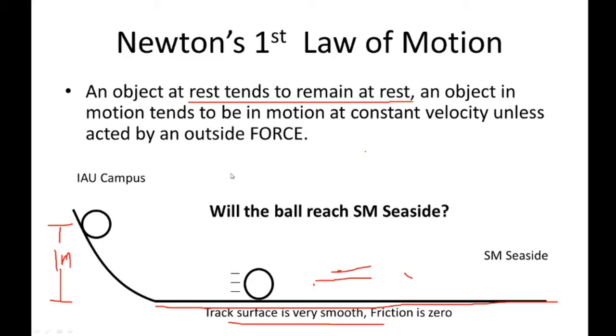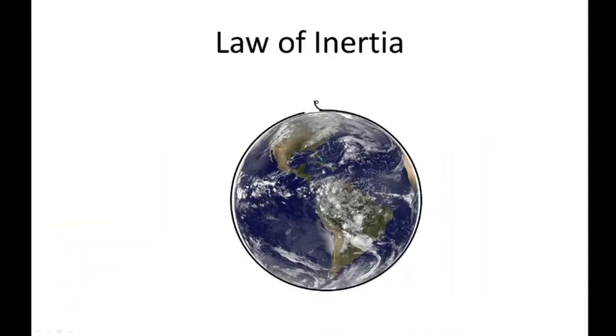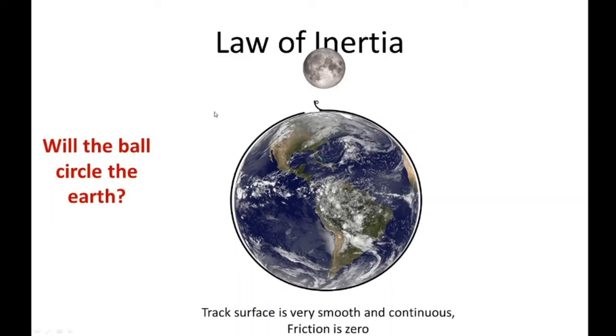According to Newton's laws of motion, an object at rest tends to remain at rest, and an object in motion tends to be in motion at a constant velocity unless friction, air resistance, or an outside force slows it down until it stops. So provided that there is no outside force, this ball will reach the SMC side and will circle around the earth, just like the moon that has been circling around the earth since the day it existed and up until now.